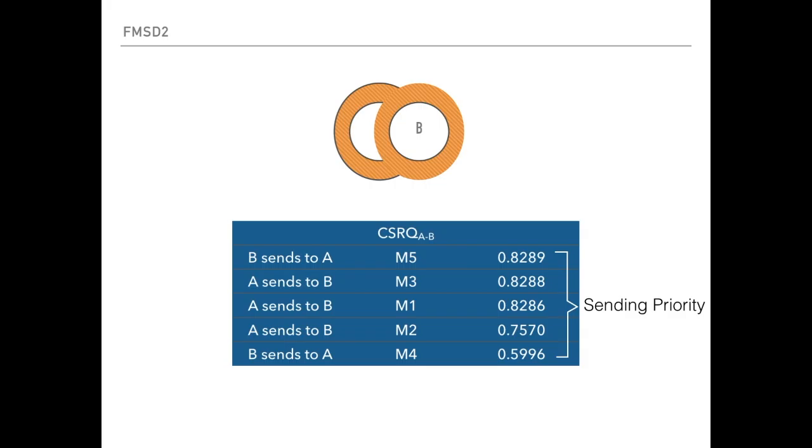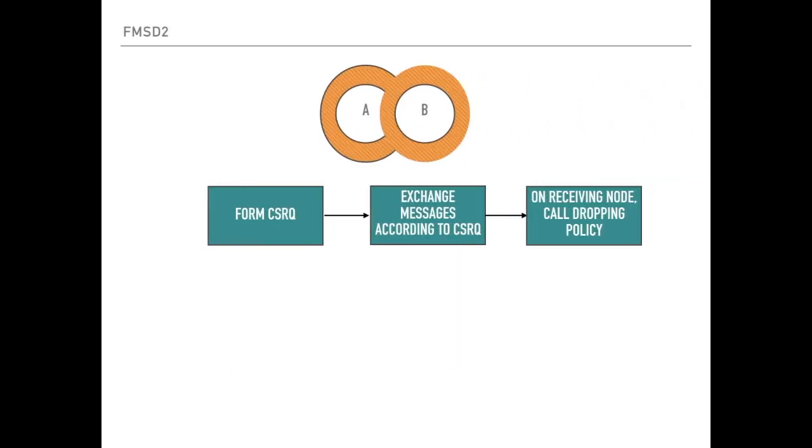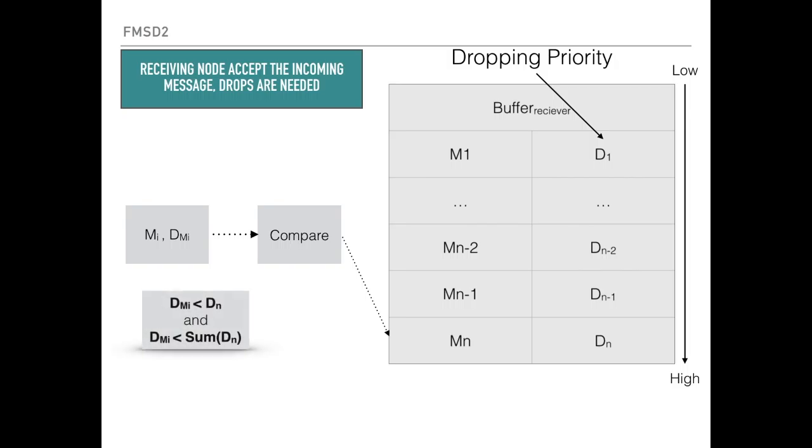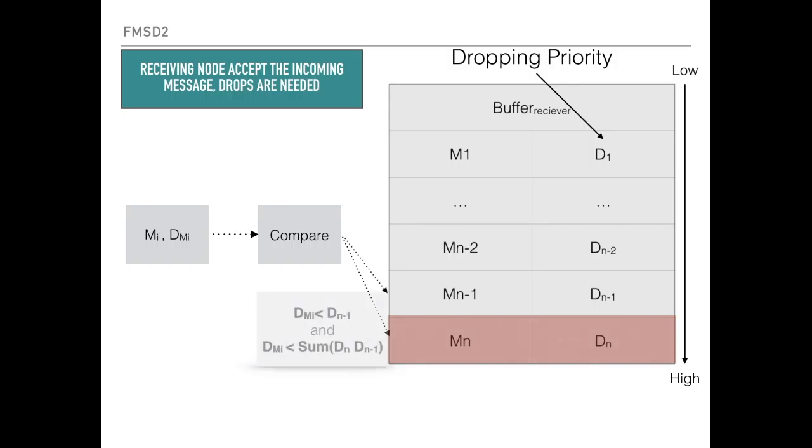In addition to CSRQ, in case of a full buffer, we also implement a dropping policy, which can make message accepting decisions and select appropriate messages to drop. At first, if there is any incoming message with dropping priority of DMI, the receiver will compare DMI with the dropping priority of the most dropping prioritized message. The receiver will do this until there is enough free space to receive the incoming message.